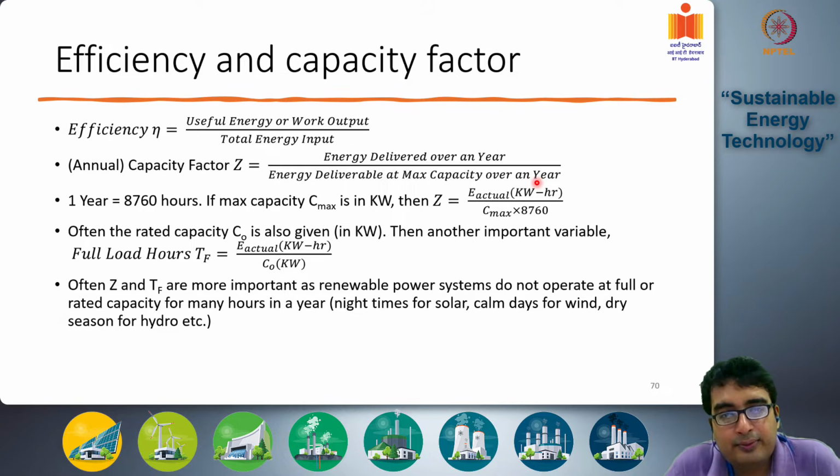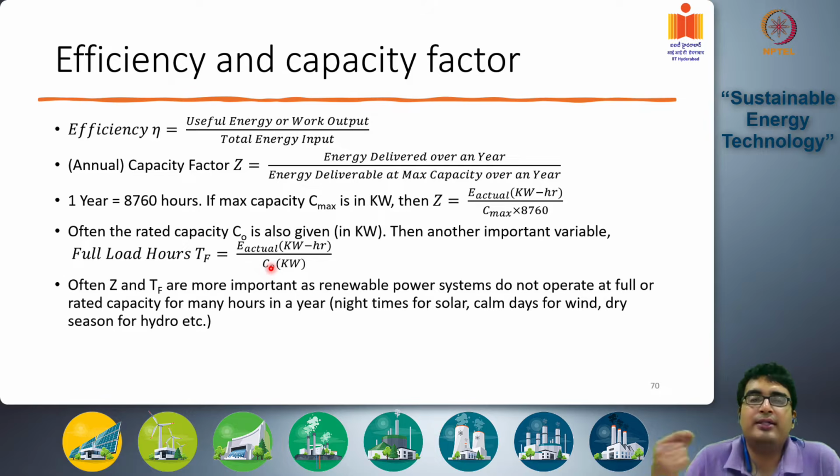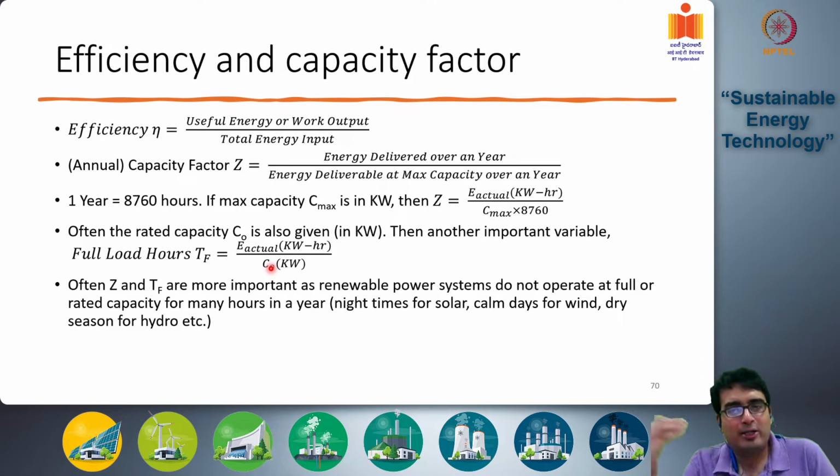Another important variable is what is called the full load hours. Here it's the maximum capacity. Here C0 is what is called the rated capacity. The rated capacity is the one which the manufacturer says the system should be running at. This is usually somewhat lower than the maximum capacity. Sometimes they are the same and they can be used interchangeably in some cases. But we define another variable called the full load hours in terms of the rated capacity.